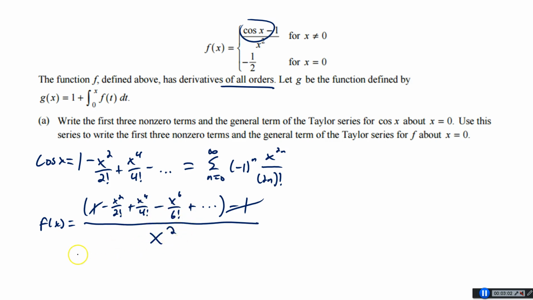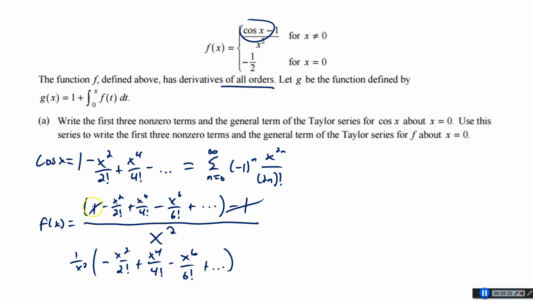So you could think about pulling a 1 over x squared out of this. We've been struggling with that this year, being able to pull fractions out to the front. So I'm just going to write it like that. So 1 over x squared times negative x squared over 2 factorial plus x to the fourth over 4 factorial minus x to the sixth over 6 factorial plus blah, blah, blah.